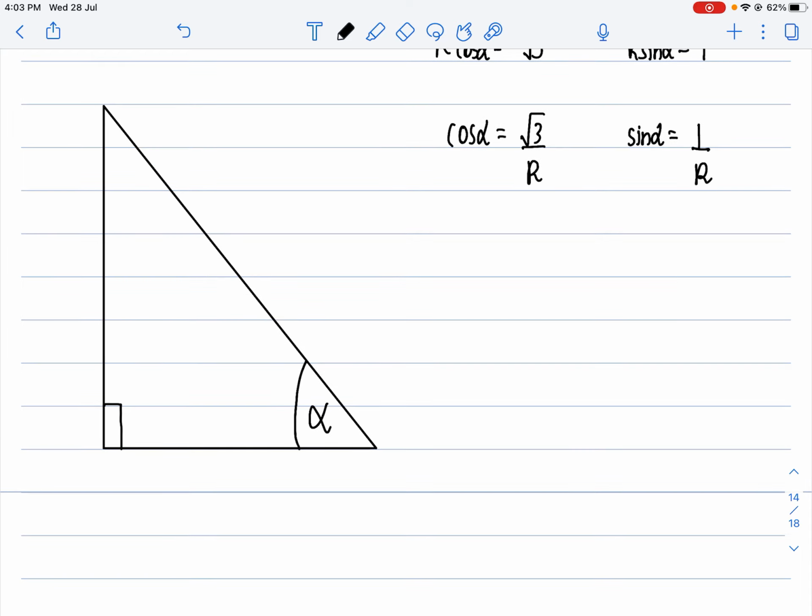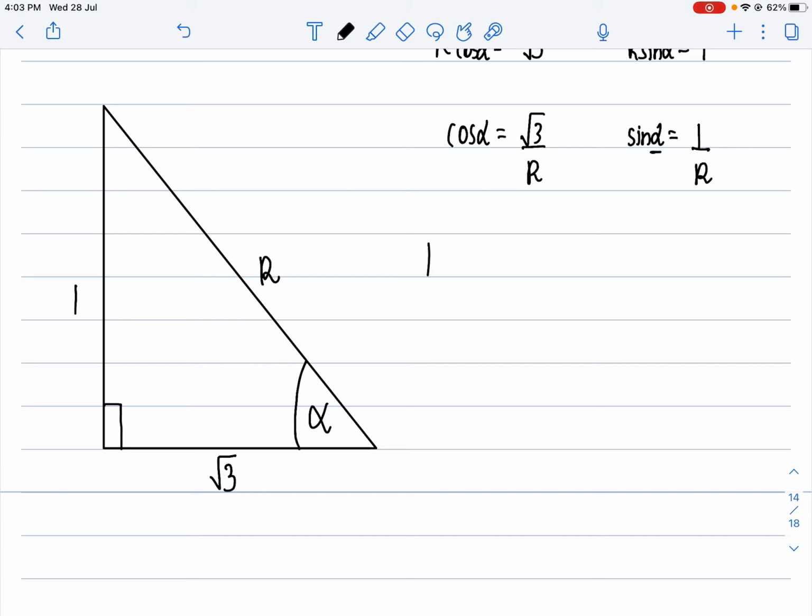Now you need to know that cos is adjacent over hypotenuse. So the adjacent of alpha is basically here, so I'll have root 3, and in the hypotenuse I'll have r. In the same way, sine is opposite over hypotenuse. So the opposite is basically 1, and the hypotenuse is basically r, correct?